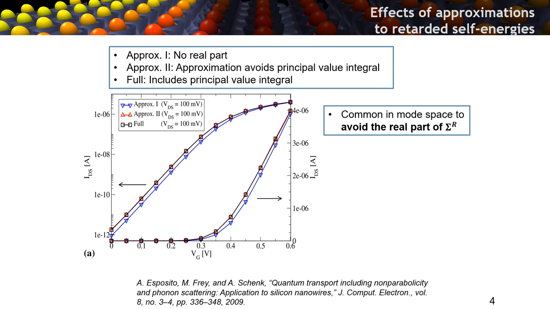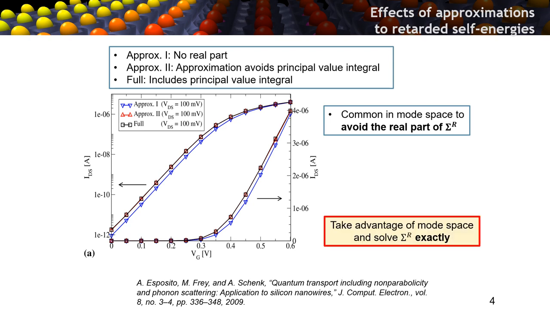Another common method of reducing the computational complexity of expensive equations, like scattering self-energies, is to remove part of the calculation entirely. For example, it is common in simulations that use mode space to entirely remove the real part of the retarded scattering self-energies, or sigma r, which may often result in deviations in physics. But since we can use the mode space basis reductions, we can take advantage of these reductions and solve the sigma r exactly, including the real part.